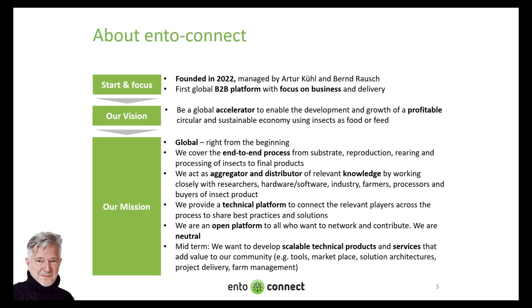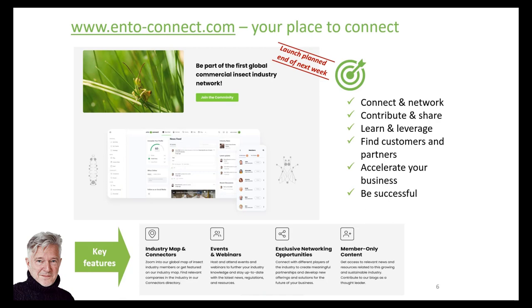And I will briefly talk about our new website. We have a website running since September, and maybe some of you are already registered on it. But we are currently doing a major overhaul of the website, and this is just a glimpse of how it will look. It will be really like, I would say, a LinkedIn for the insect industry. So you can connect with other players on the platform. You can register your company.